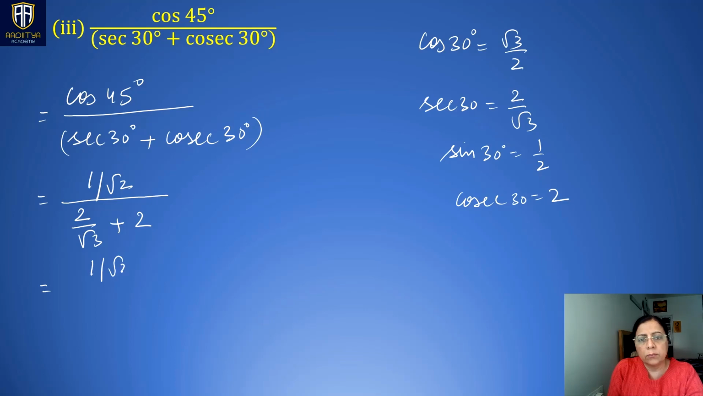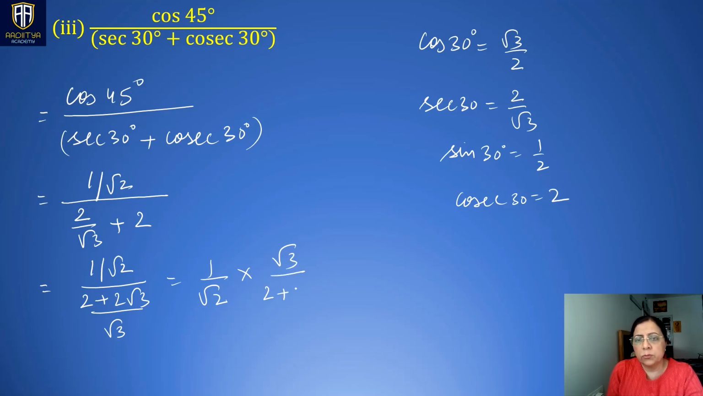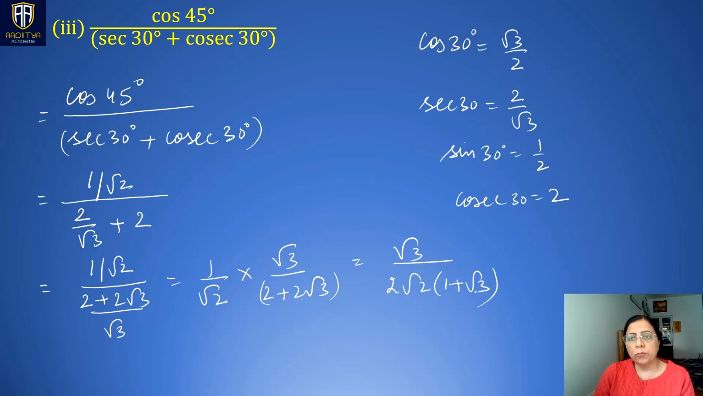This is 1 by square root of 2. Here you take LCM, it becomes root 3, 2. This 2 gets multiplied by root 3. So we have 1 upon square root of 2 multiplied by this denominator gets flipped. So we have 2 plus 2 root 3. That is root 3. And if we take this, we can keep this here only. You can take this 2 outside with 2 root 2. This is 2 root 2. In bracket we have 1 plus root 3. This becomes root 3 upon 2 root 2, 1 plus root 3.